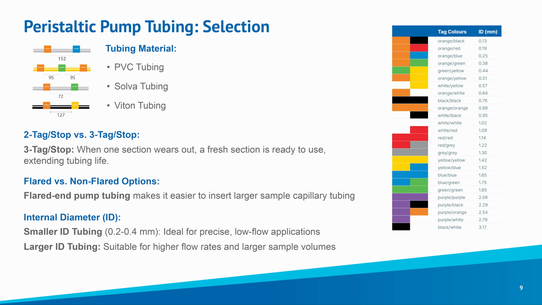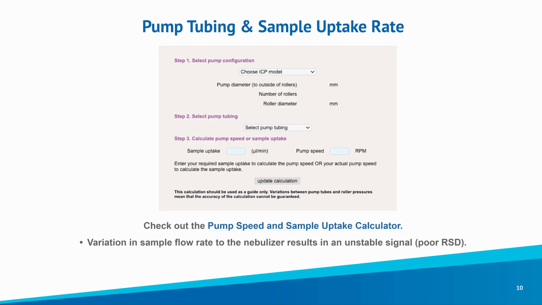Finally, when selecting the internal diameter, remember that smaller ID tubing is ideal for precise, low-flow applications, and in contrast, larger ID tubing is better suited for higher flow rates and larger sample volumes, enhancing analysis speed and efficiency. Additionally, the pump speed, along with the diameter of tubing and the cross-sectional area, plays a critical role in determining flow speed, which ultimately influences the sample flow rate.